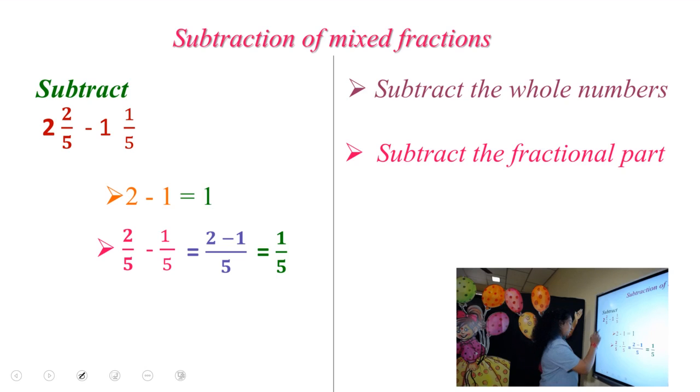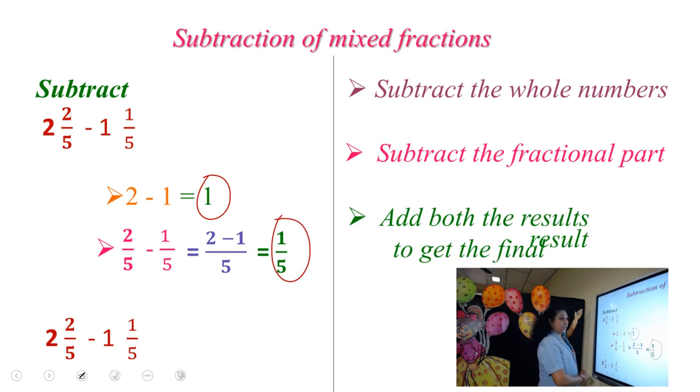Now what will you do? Just copy the question as such. Here we will not subtract; we will write these answers together: 1 plus 1 by 5. So add both the results to get the final result. That is 1 and 1 by 5. Clear?